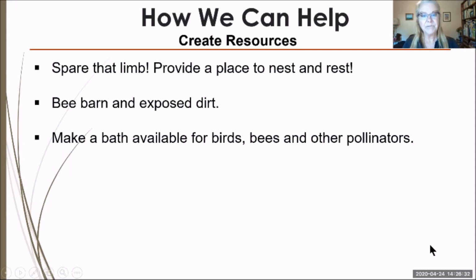Make a bath available for birds, bees, and other pollinators. Just make sure you provide shallow areas for the bees. Providing hummingbird feeders brings them into our yards too. Just make sure that you clean it often and change it often.